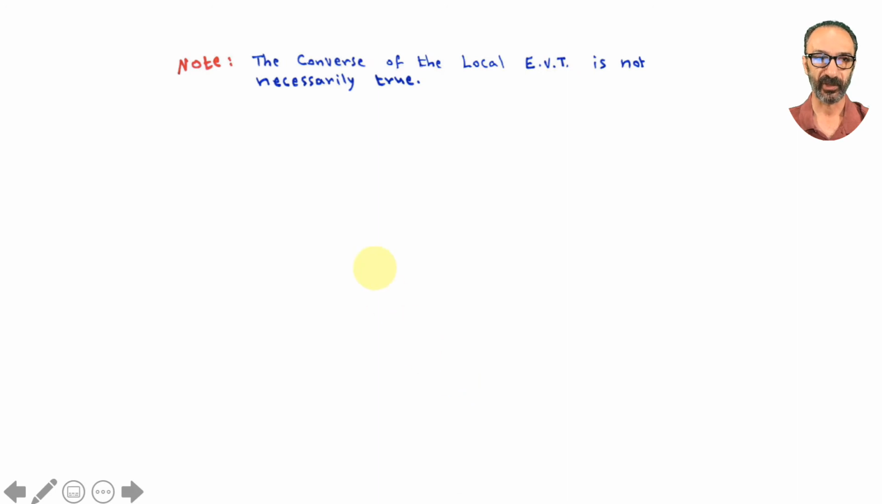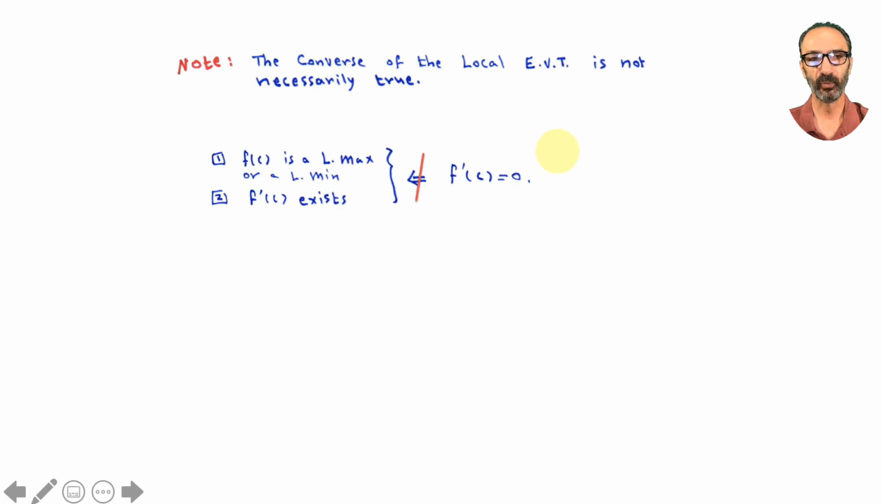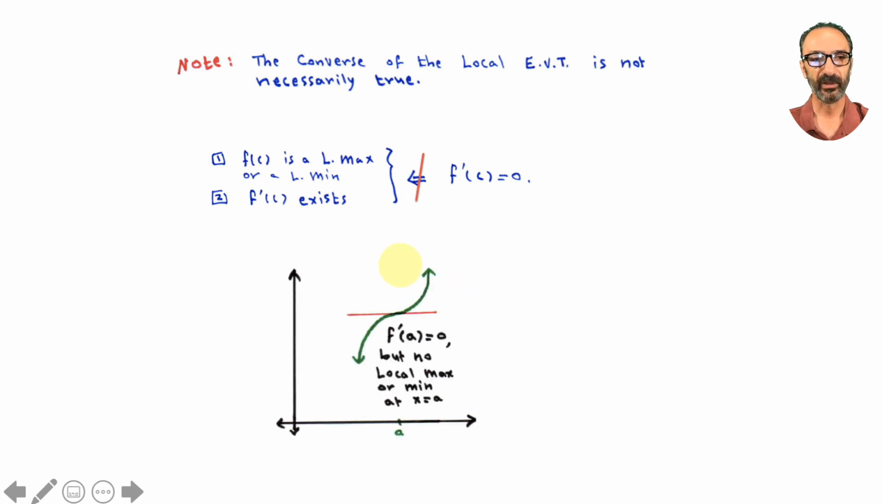Note, the converse of the local extreme value theorem is not necessarily true. What do I mean? Going back, that's called the converse. That doesn't happen usually, or it's not guaranteed. It could happen, but you have to be careful. It doesn't mean that if f prime is 0, you have a max or min. That's the meaning.